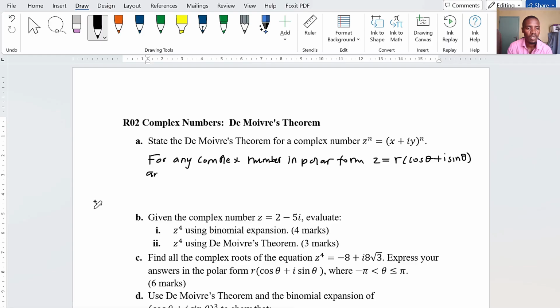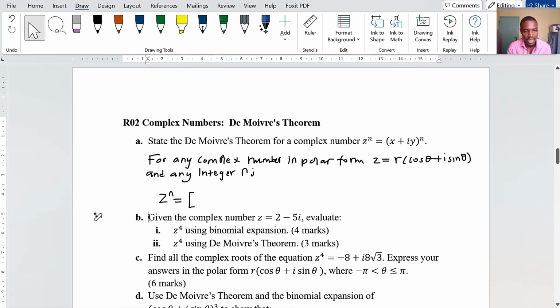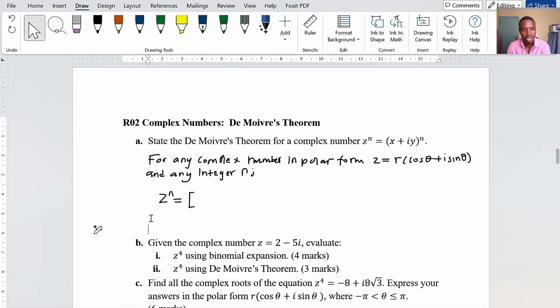and any integer n. So we are looking for de Moivre's theorem, and any integer n, then Z power n is equals to the all of this particular thing. I think I need to expand this, move this down to have the exact thing.